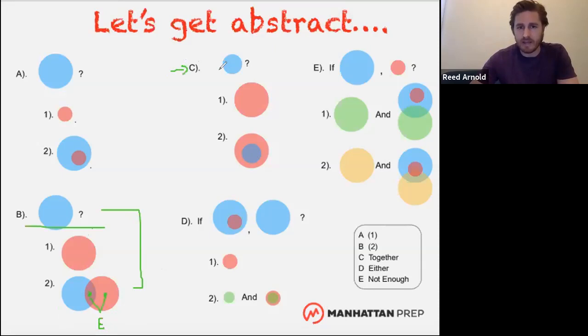Letter C. Asks, am I in a blue circle? Statement one says I'm in a red circle, but okay, am I in a blue circle? Statement two says the blue circles fit inside the red circles. Okay, but where am I? I still don't know where I am. And when I bring the two together, same issue. I know I'm in the red circle, but am I here in the red circle or am I here in the red circle? That would be insufficient. I would have to say E. Okay.